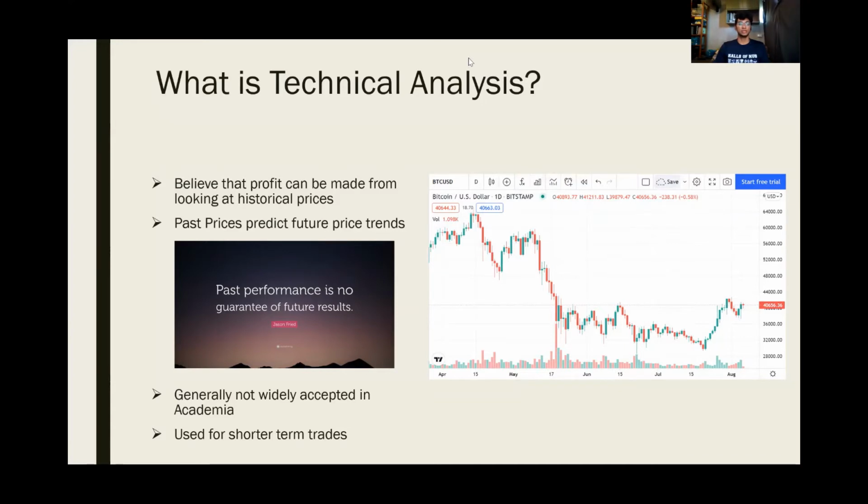So it tends to only be used for shorter term trades because of the fact that it doesn't take into account the longer term sustainability and operational history of the company or the instrument that you're investing in. So technical analysis is very frequently used in the first three types of trading that we discussed earlier, being scalp trading, day trading, and swing trading.